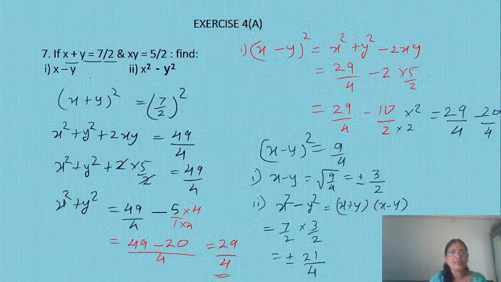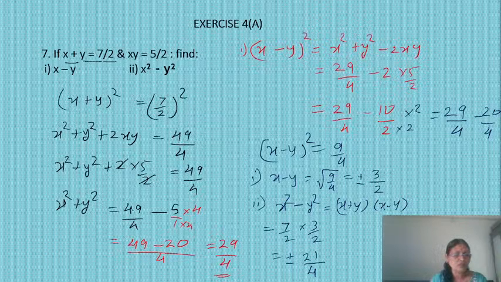Okay, so now we start with x plus y the whole square, which is equal to 7 by 2 the whole square. So this is x square plus y square plus 2xy. 7 square is 49, 2 square is 4. The xy value is given, 5 by 2. This 2 and 2 got cancelled, we get 5 here. So x square plus y square is equal to 49 by 4 and this minus 5.